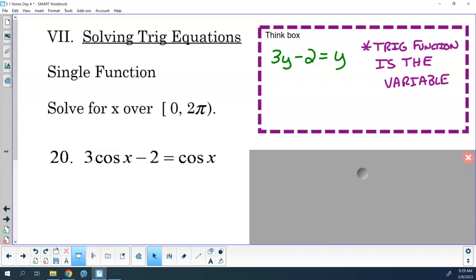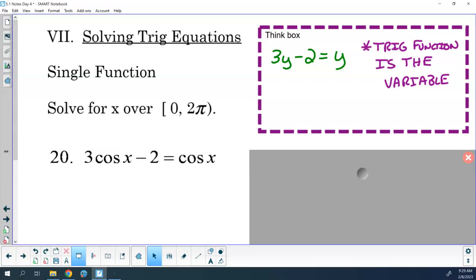Okay? Our trig function now becomes our variable. So when we would solve 3y minus 2 equals y, we would get y's on one side of the equation and numbers on the other side of the equation. Now, same thing. But now we're going to get cosine, because that's our variable, cosine of x. We're going to get that on one side of the equation, and we're going to get the numbers on the other side of the equation.